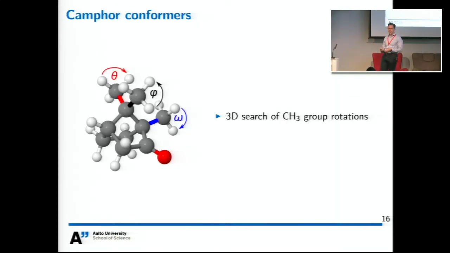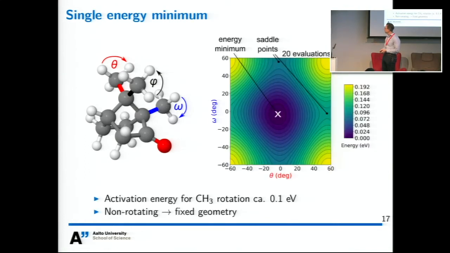First, we started by studying the internal geometry of camphor. Camphor has 3 methyl groups, and with BOS, we did a 3-dimensional search for camphor conformers with these group rotations. In the results, here's a 2-dimensional slice through a 3D energy landscape. We see that there is one single minimum, and the activation energy for the methyl group rotation is about 0.1 electron volts.